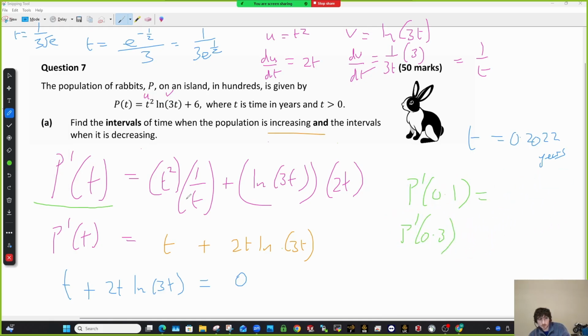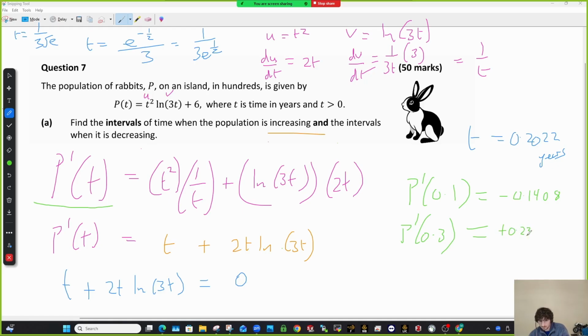So basically I'm going to put 0.1 into my p dash t here, which is in orange. 0.1 plus 2 times 0.1, times 0.1. This was a tough question the year it came up, so it's actually good to see a question like this being solved. When I put 0.1 in, this is minus 0.1408. And when I put the 0.3 in, you should be able to scroll across and change the number, and I get a positive number.